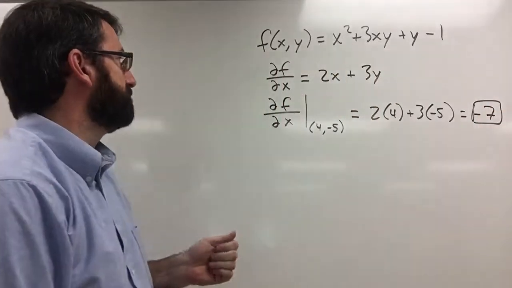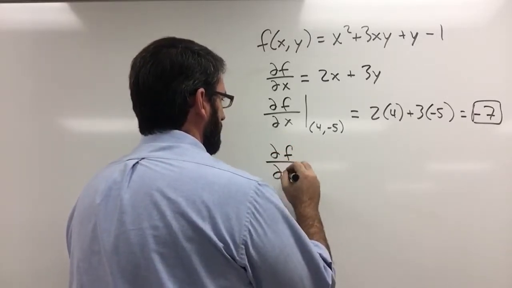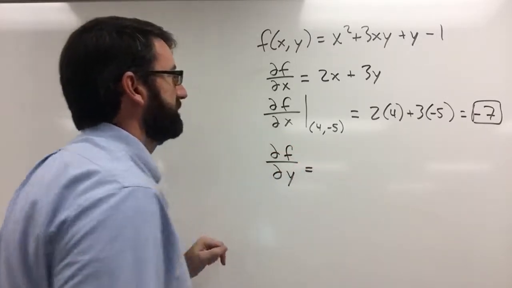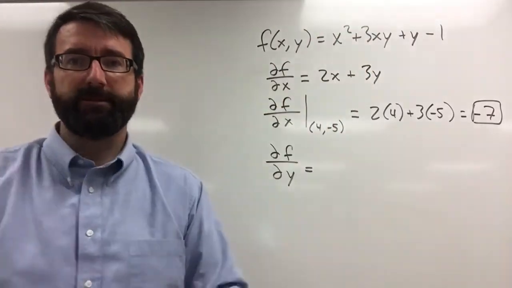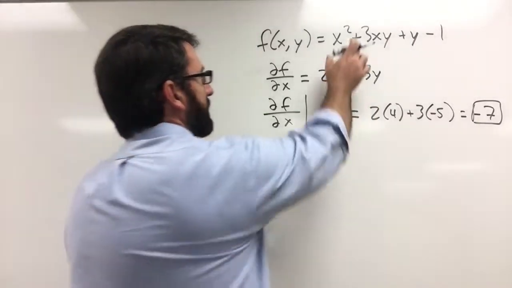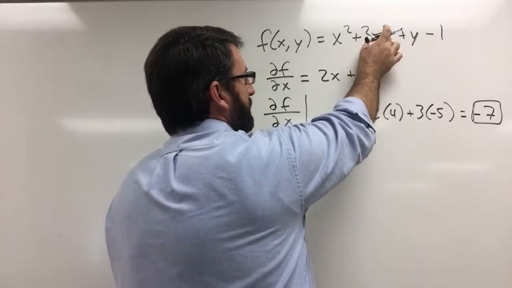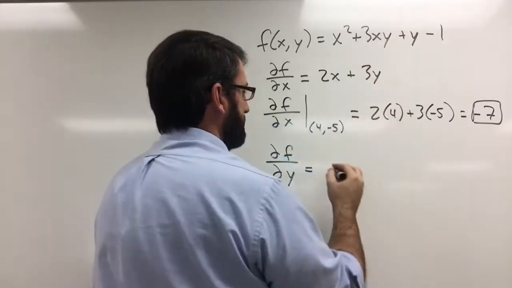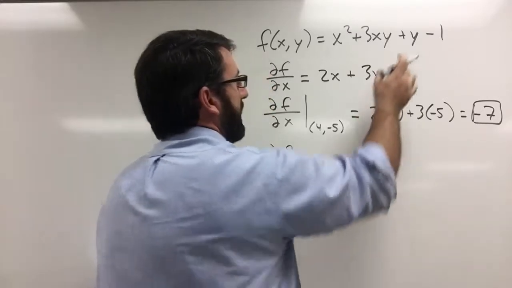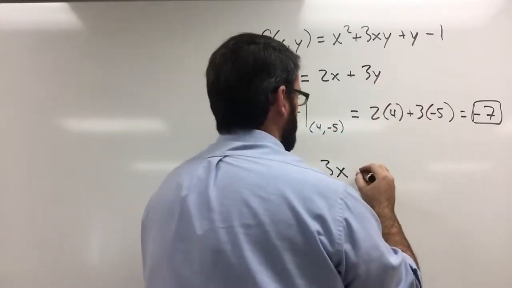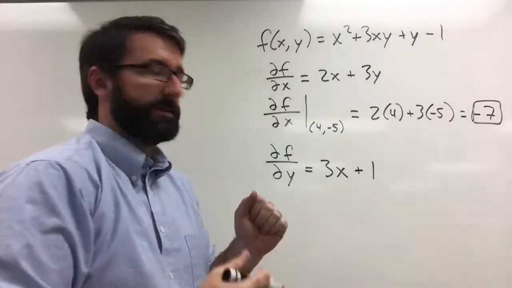All right. Now let's do the partial derivative of f with respect to y. So now we're differentiating with respect to y, and we're considering x to be a constant. So if this is a constant, the derivative of that is 0. 3x is our constant here, and times y, the derivative of that is 3x. And then the derivative of y is just going to be 1. And the derivative of -1 is 0.